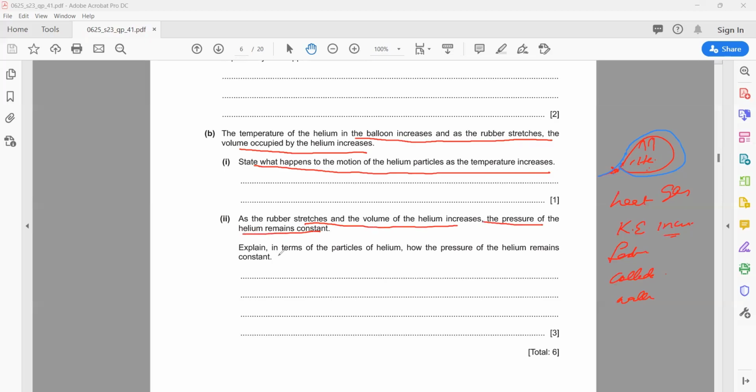Now, here, as the rubber stretches, the volume of helium increases, but the pressure of the helium remains constant. Explain in terms of particles how the pressure of the helium remains constant. It's very simple. For example, before, this much was the volume, you can see the red one. The particles are moving at a constant speed. But when you heat it, the particles move faster.